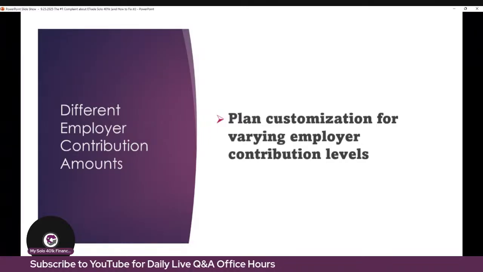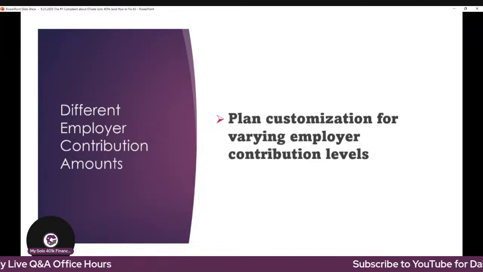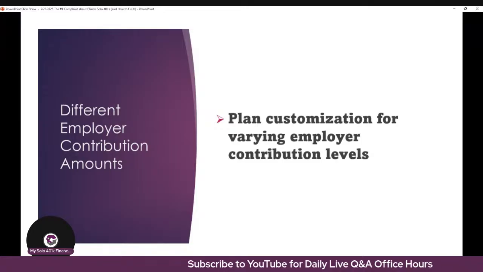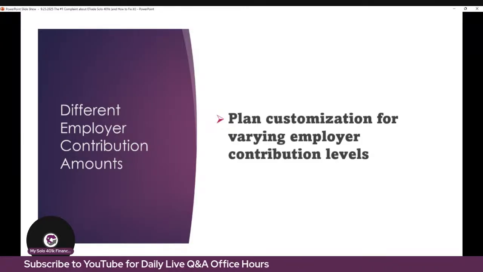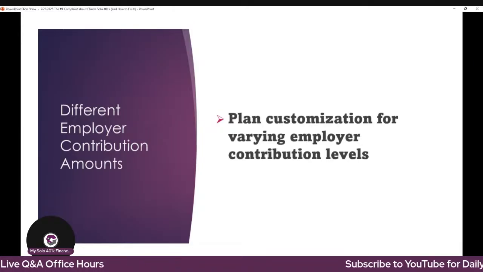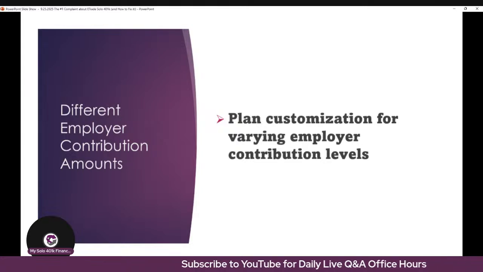With E-Trade solo 401k plan documents, each spouse is going to have to contribute in the same percentage. Whereas with our plan documents, it allows for customization. So if one spouse wants to contribute 25% as an employer contribution, but let's say the other spouse doesn't want to make any employer contributions, that's fine. They can do it. The plan documents support it.